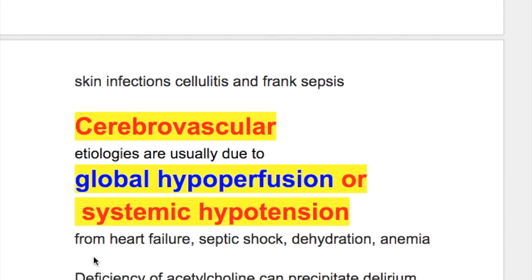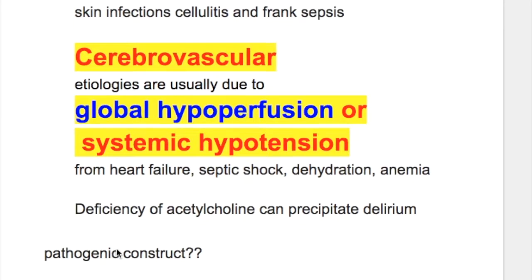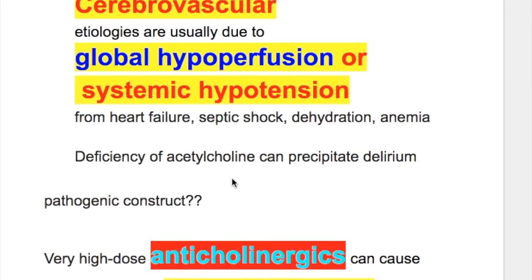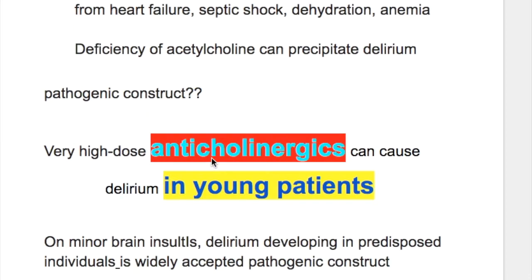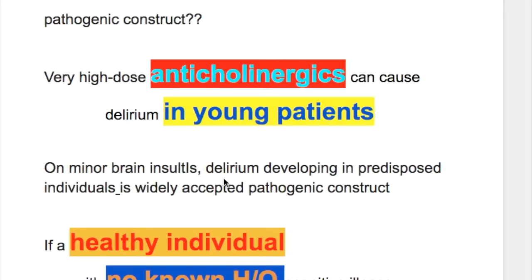So what's the cause of delirium in heart failure, septic shock, dehydration, anemia, and other systemic conditions? Cerebrovascular etiologies in these conditions are usually due to global hypoperfusion or systemic hypotension. Deficiency of acetylcholine can also precipitate delirium. Very high doses of anticholinergics can cause delirium in young patients. Minor insults causing delirium in a predisposed individual is a widely accepted pathogenic construct.